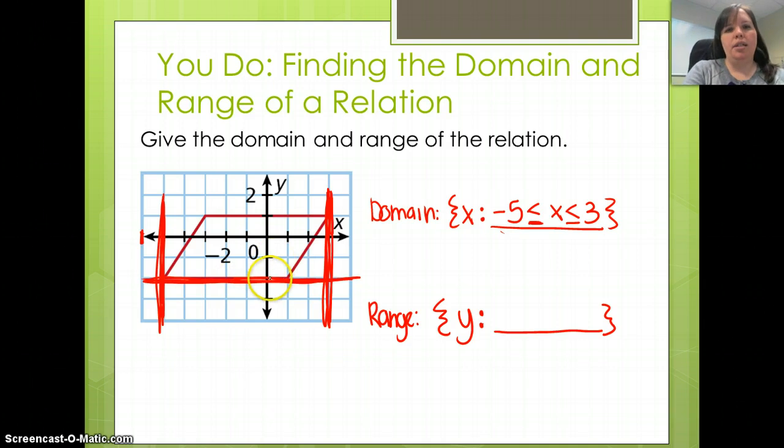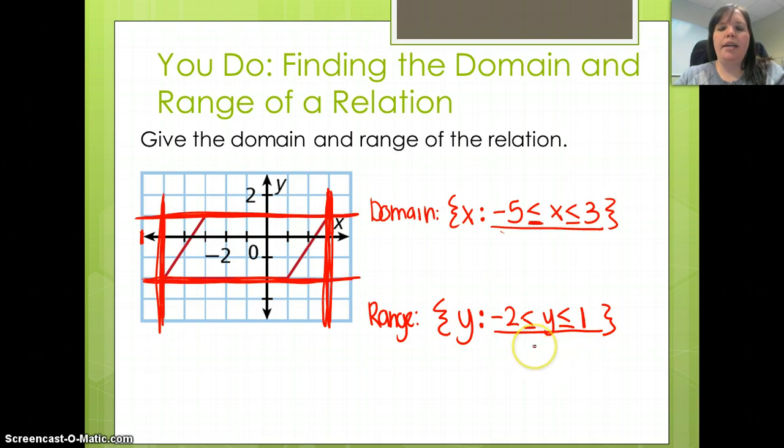If I keep moving along, there's no skips. -2, -1, 0, 1. And then once I get to 2, it's gone again. So what's the highest number my y values go to? It would be +1. So my y's fall in between, and this is my notation to say the y value could be between -2 and +1.